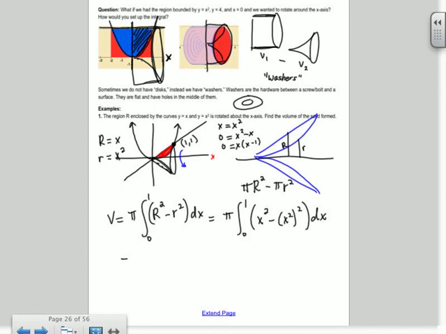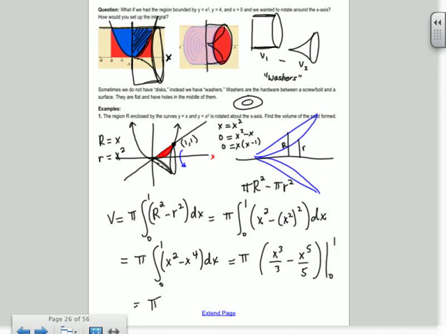So I have pi times the integral of x squared minus x to the fourth dx, from 0 to 1. Pi is on the outside. x cubed over 3 minus x to the fifth over 5, going from 0 to 1. I always like when it goes from 0 to 1. Isn't that nice? So 1/3 minus 1/5. With common denominators, that's 5 over 15 minus 3 over 15, so 2 over 15 pi. That's your answer. All right, I'll stop there for now.